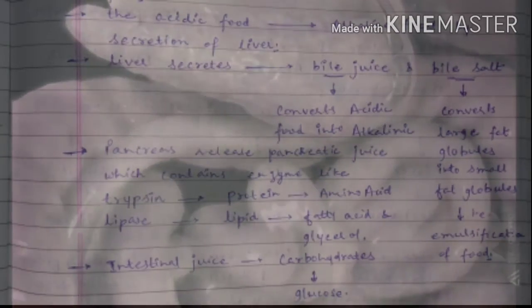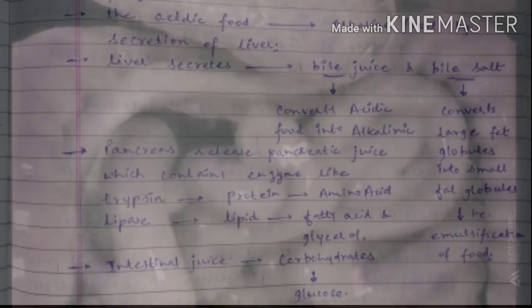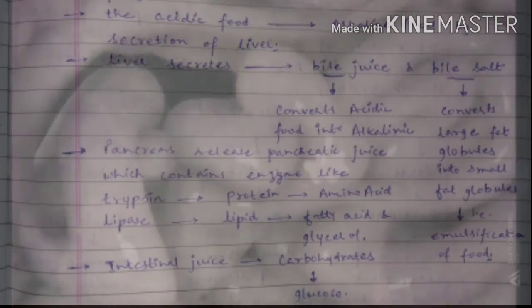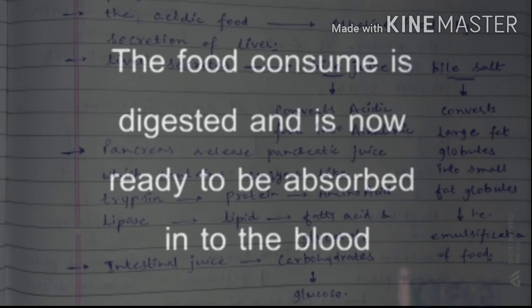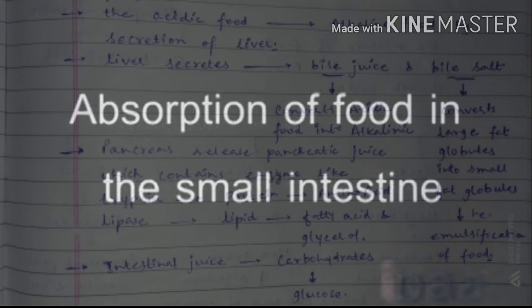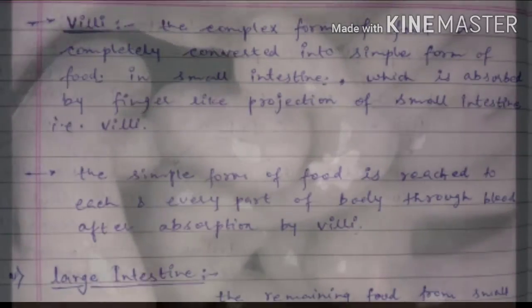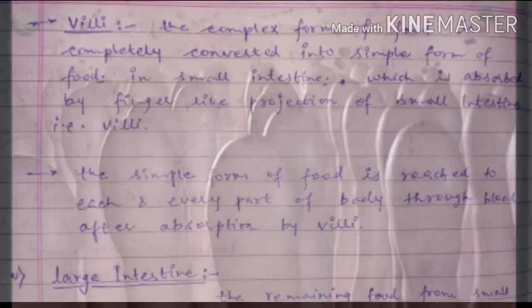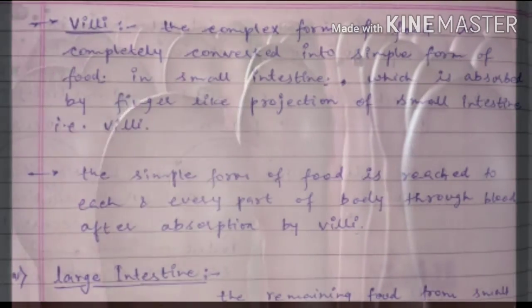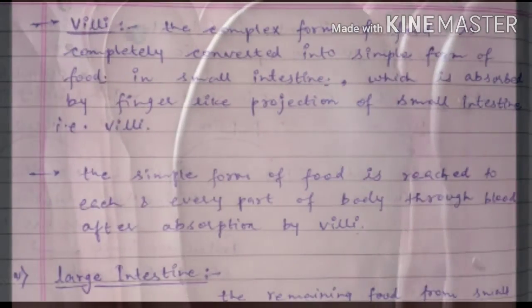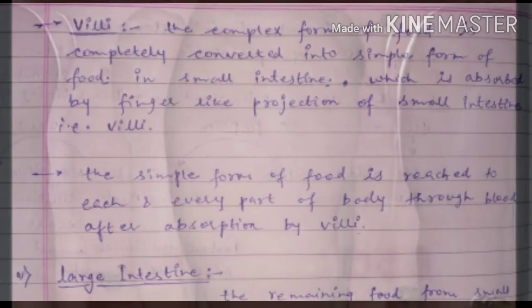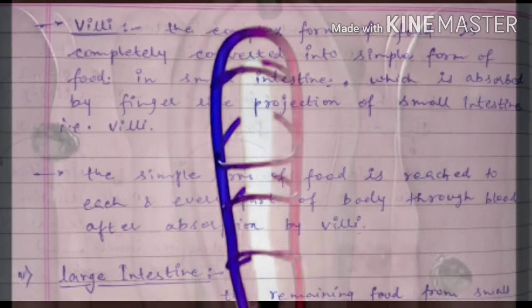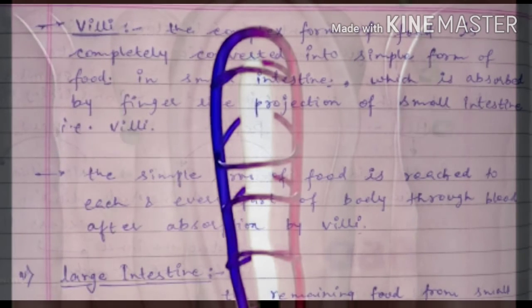Here you can see the complete digestion of food takes place. The complex form of food is now converted into a simple form of food. After that, the villi, which are the finger-like projections in the small intestine, absorb the food and transfer it to each and every part of the body through the blood.